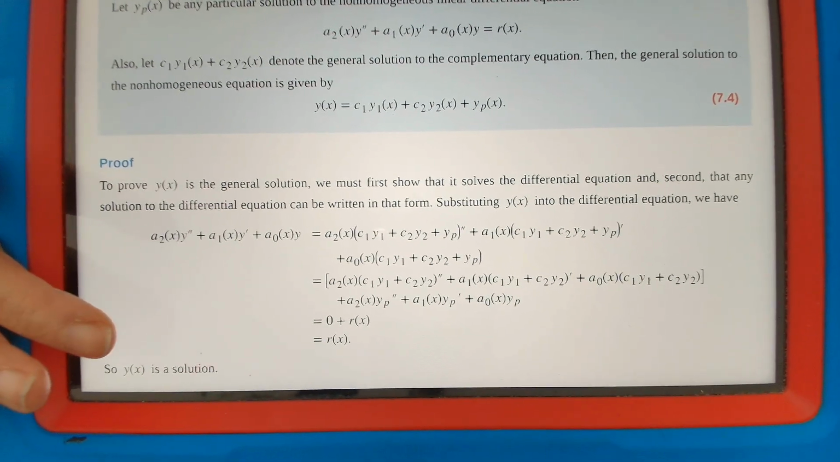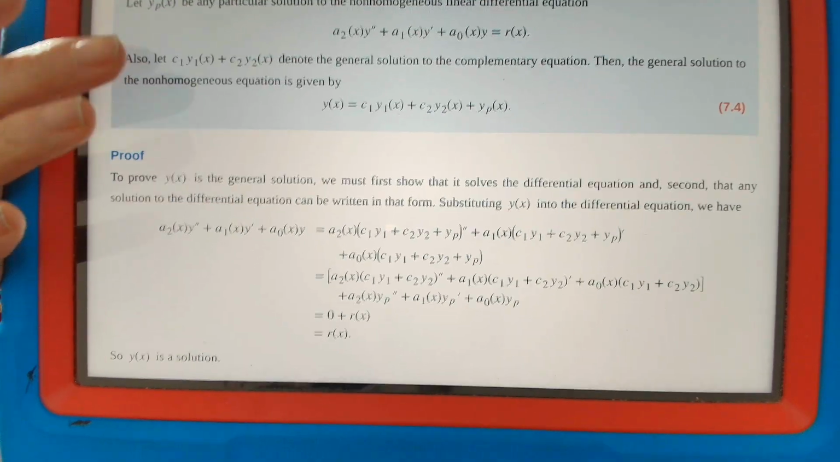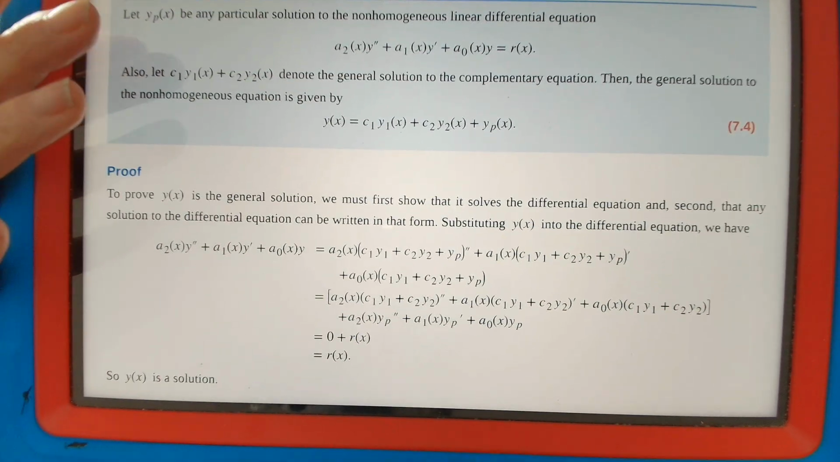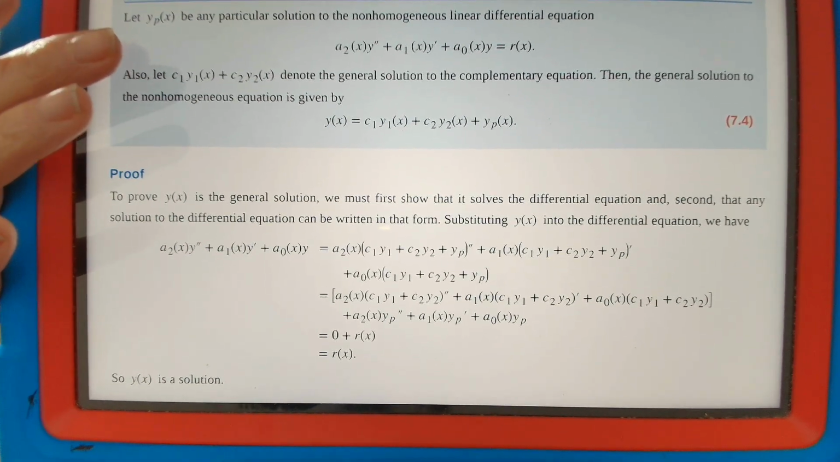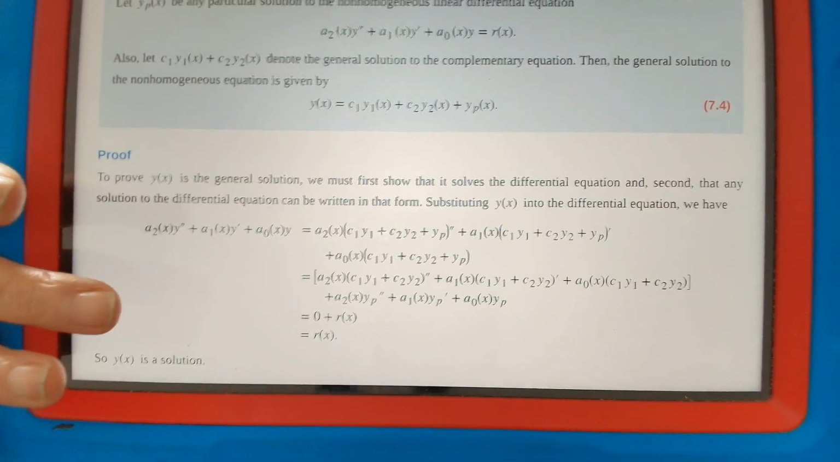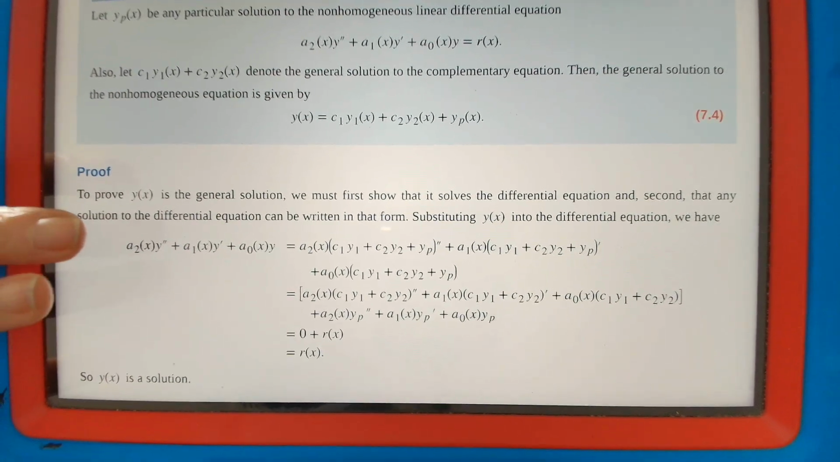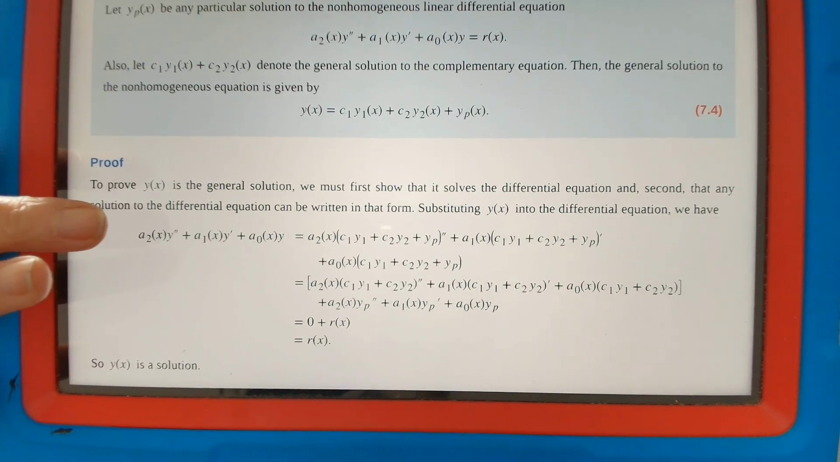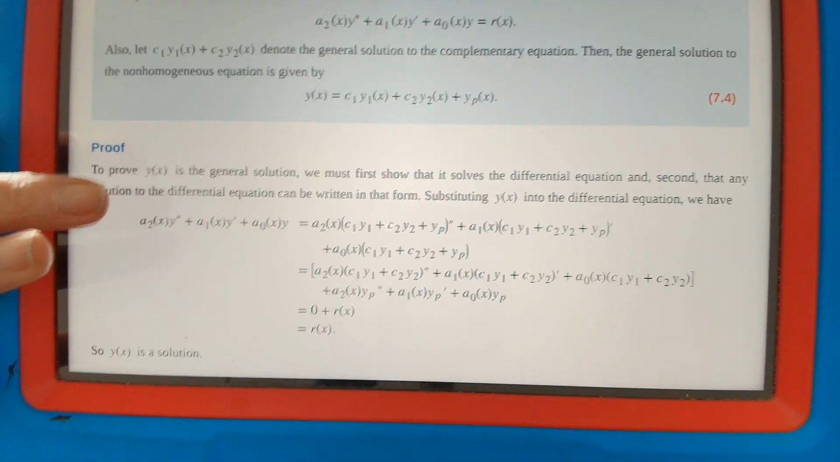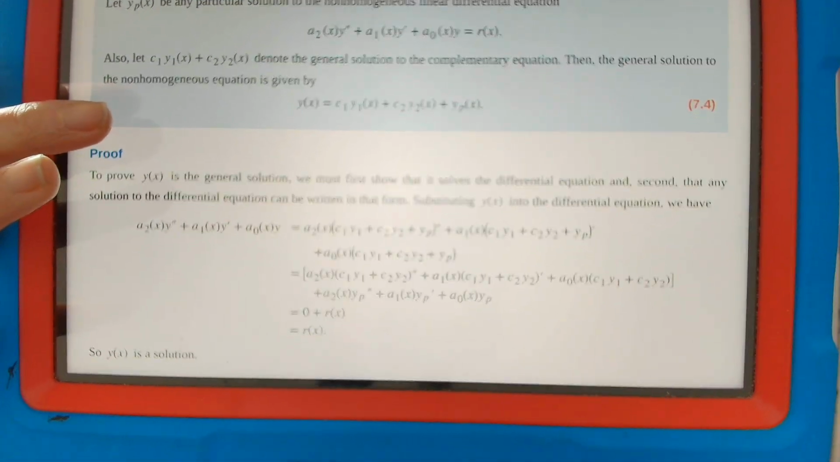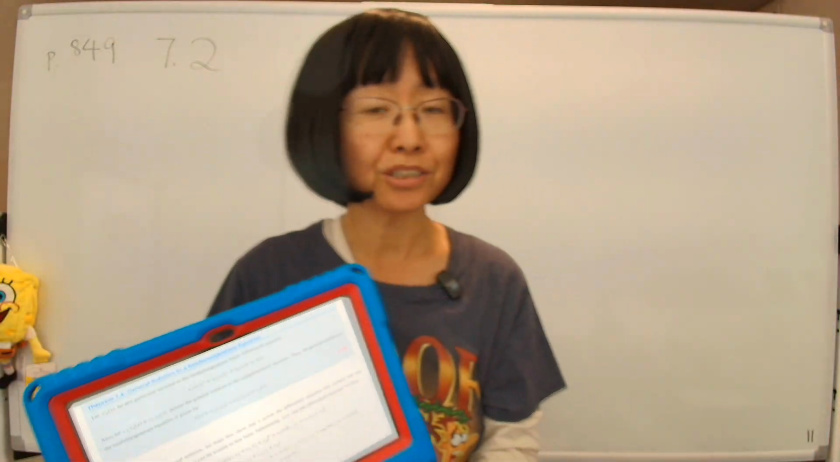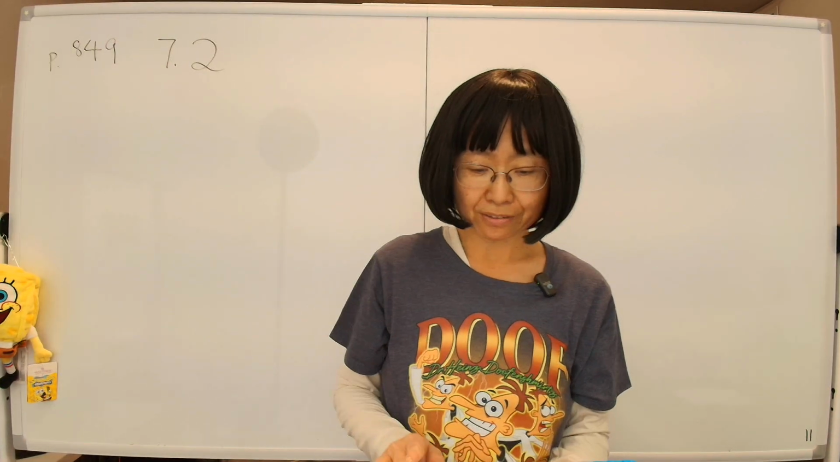See down here, it says 0. And then the yp of x plugged in will become r of x because it is a solution for it. So if you plug it in here, it equals r of x. If you add them together, it does equal r of x. So this combination by addition does work. That is, when you plug it in, it works as a solution. And so that is the first part of the proof.